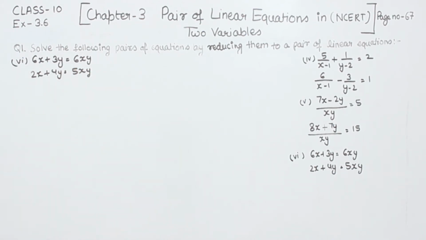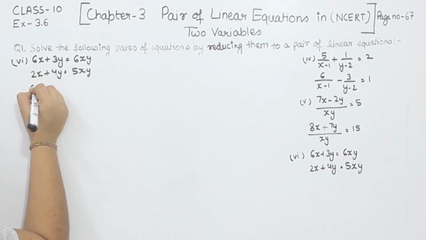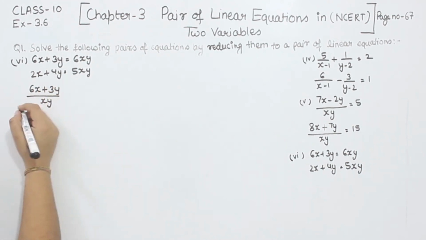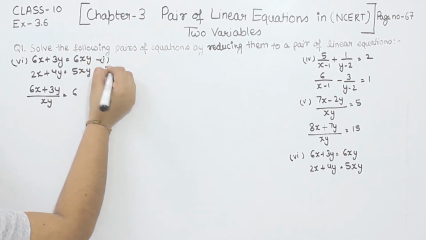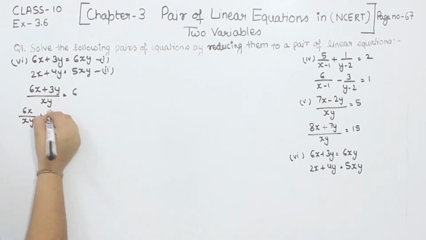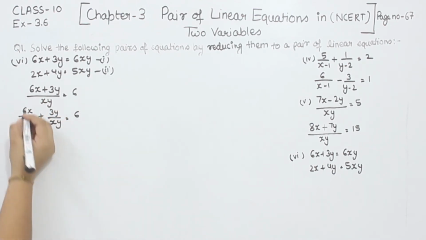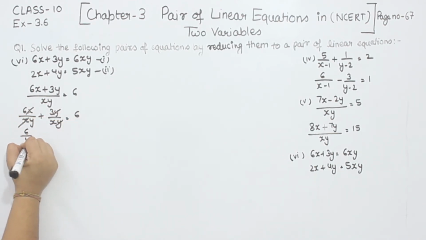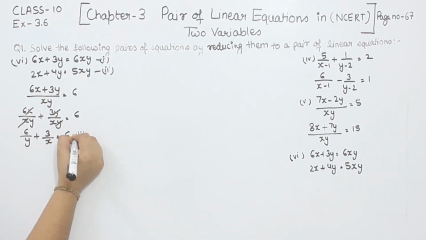For that one we are going to transpose xy from right hand side to the left hand side. So this one we are having 6x plus 3y by xy equal to 6. This is equation number 1. This is equation number 2. And this one we are having 6x by xy plus 3y by xy equal to 6. Now x is cancelled from x, y is cancelled from y. So we are having 6y plus 3x equal to 6. This one we are having is equation number 3.